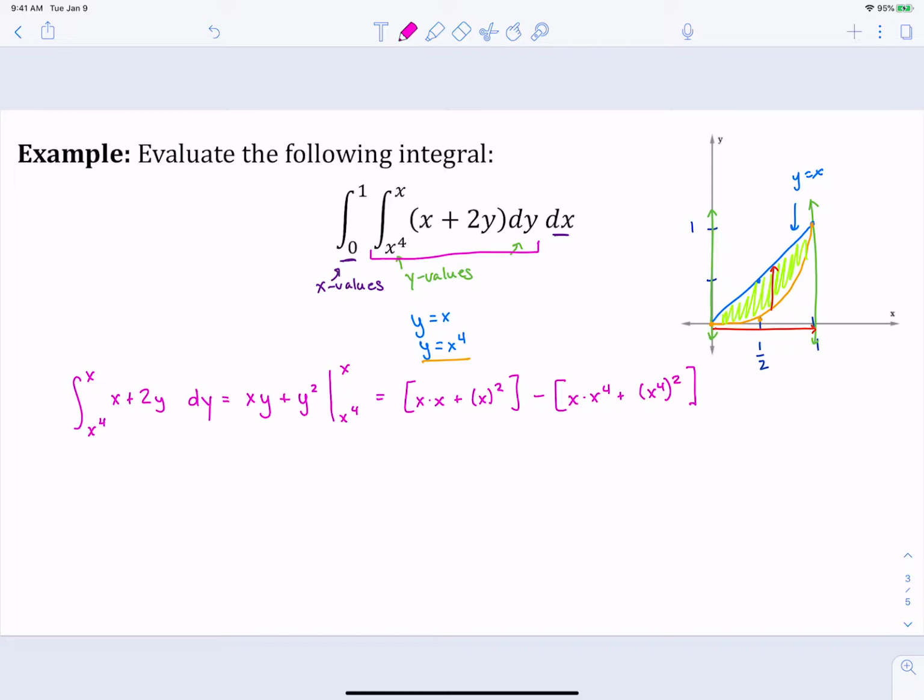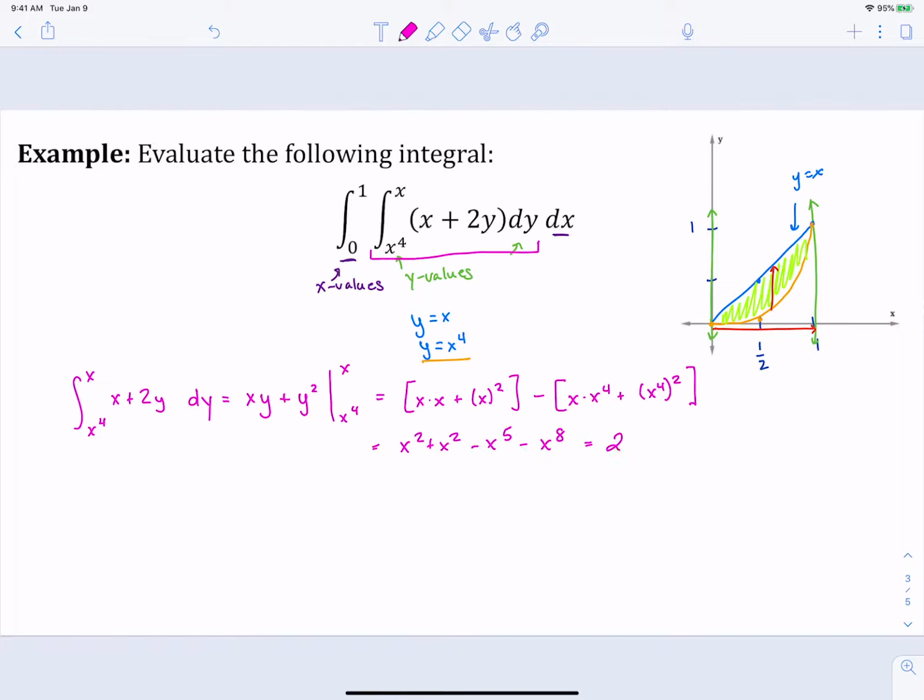We plug 5 in for y, we plug 0 in for y. In this case, our numbers, which we'll put in quotes here, they're variables instead. So we are going to get, what, x squared plus another x squared minus x to the fifth minus x to the eighth.